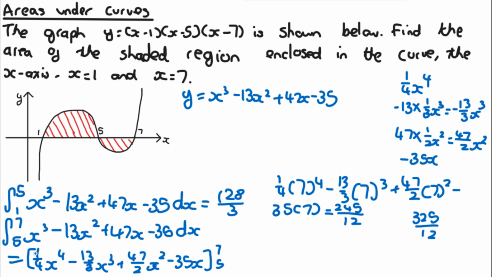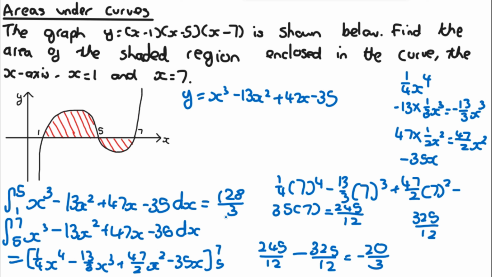So therefore this is going to be the 7 part minus the 5 parts. So it's going to be 245 over 12 minus, and then remember we figured this out before with the last integral, so it's going to be 325 over 12, and then this is going to be equal to minus 20 over 3.